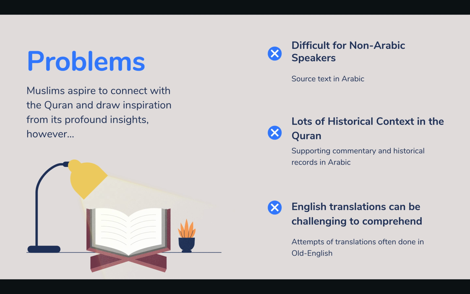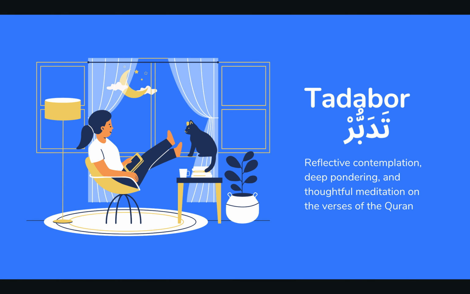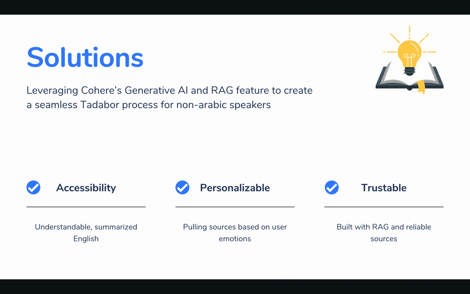And the English translations that are there can be challenging to understand and comprehend, as the attempts at translation are often done in Old English style. So we introduced Tadabor. This means, in Arabic, reflective contemplation, deep pondering, and thoughtful meditation on the verses of the Quran. Our solution leverages Cohere's generative AI and RAG feature to create a seamless Tadabor process for non-Arabic speakers.